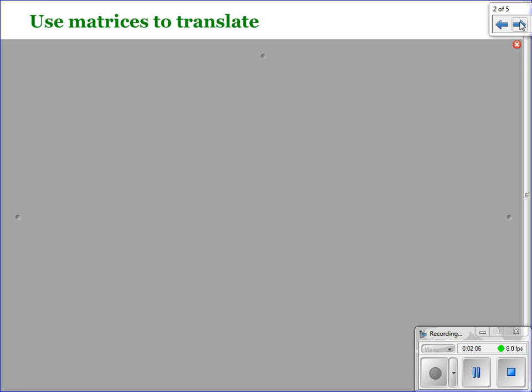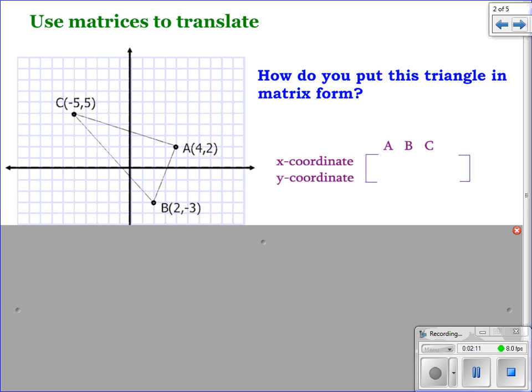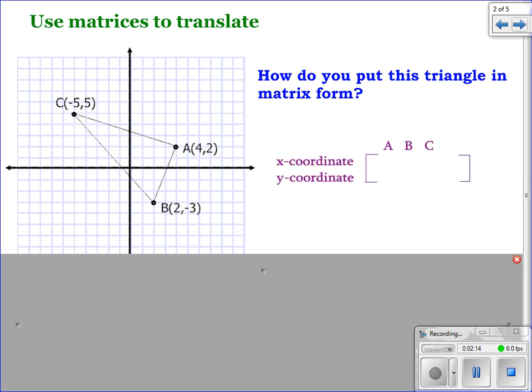Using matrices to translate or to slide an object. Here's how we do this. First of all, we have to learn how to take a shape and turn it into a matrix. We always label on the top the vertices, and on this picture we have A, B, and C, and then we put the X and the Y coordinate underneath each one. So for A, the coordinate is 4, 2, so we put 4 here, 2 here. B is 2, -3, and C is -5, 5. So that's your first step. I'm going to have you do that on the test as well.